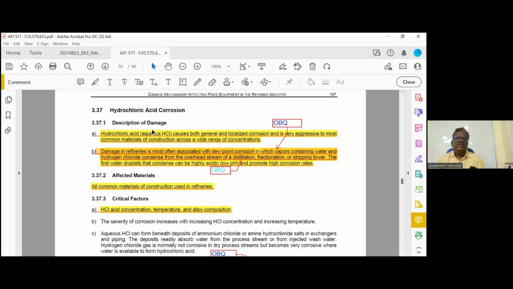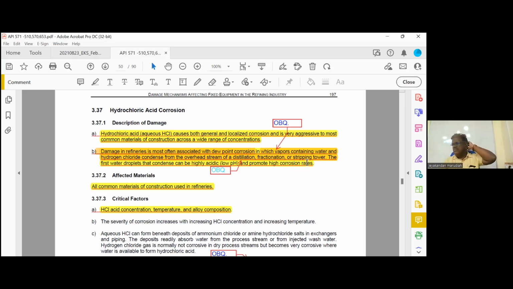So please take hydrochloric acid. It causes both general and localized corrosion and is very aggressive in most common materials of construction across a wide range of concentrations. Damage in refineries is most often associated with dew point corrosion, in which vapor containing water and hydrogen chloride comes from overhead streams of distillation, fractionation, and stripping.